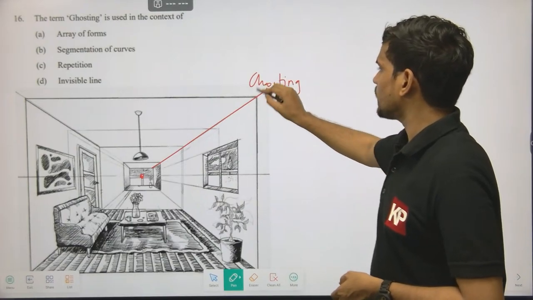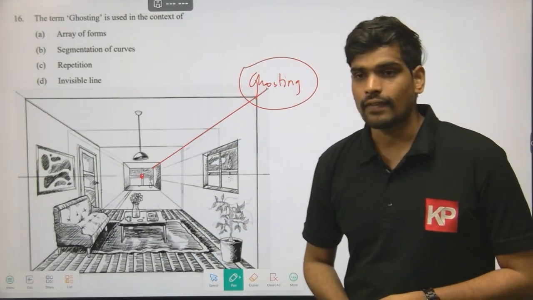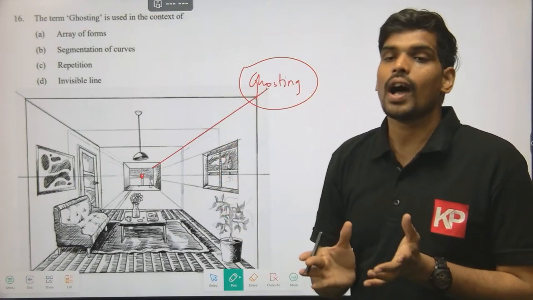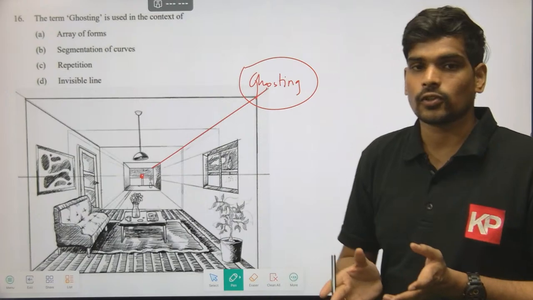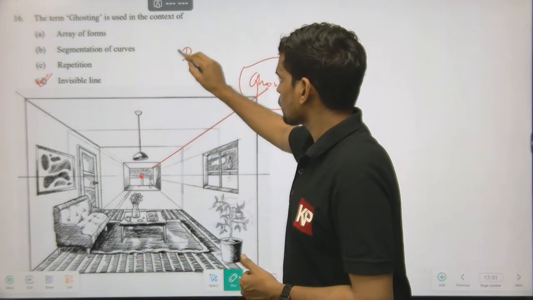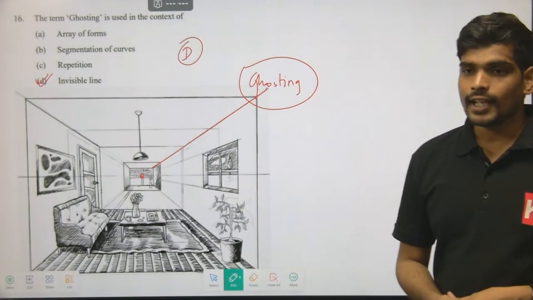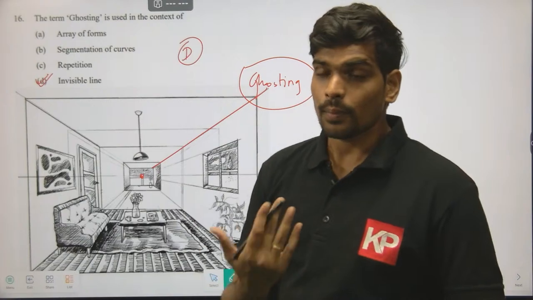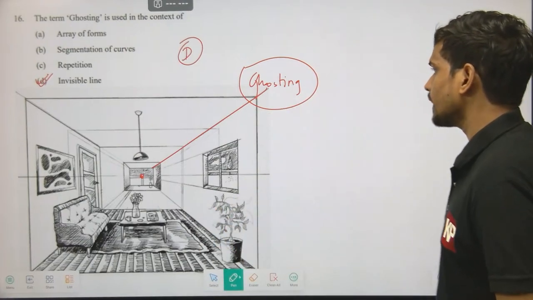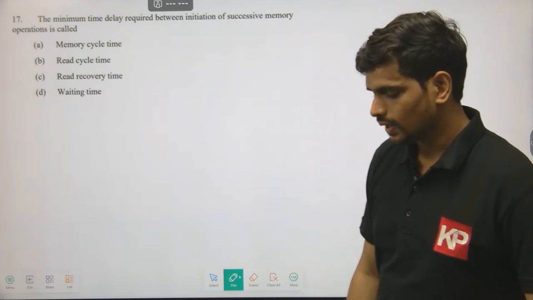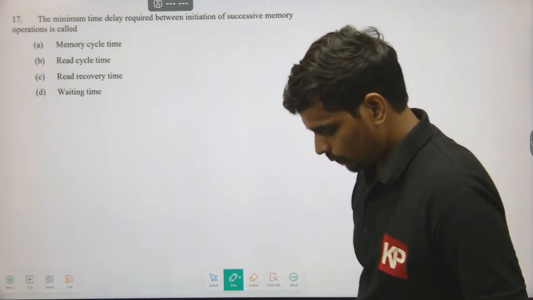Ghosting is a term used in art and architectural graphics, where you hide the lines which are used just to give the artist a sense of space and sense of shape. So invisible line is the answer for this question. Using invisible lines just to give a sense of understanding in the process of sketching is called ghosting. So D is the correct answer for that. Question number 16 done. Next one, question number 17.